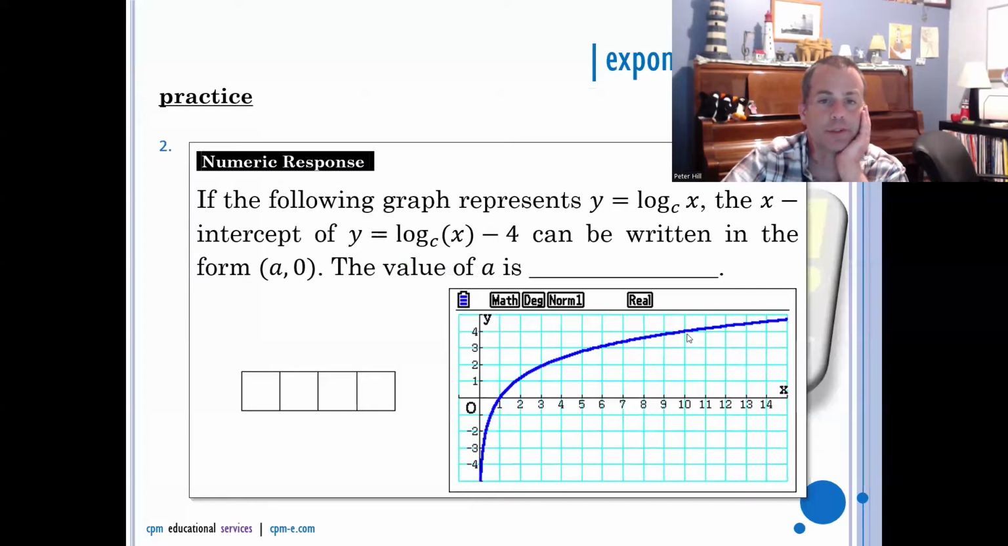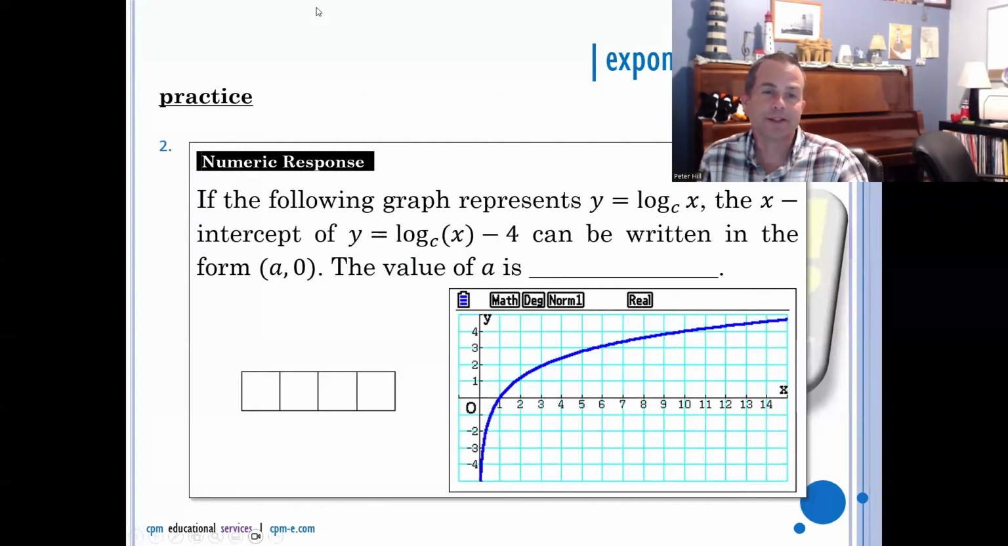The following graph represents y equals log base c of x. The x-intercept of y equals log base c of x minus 4 can be written in the form (a, 0). What's the value of a?